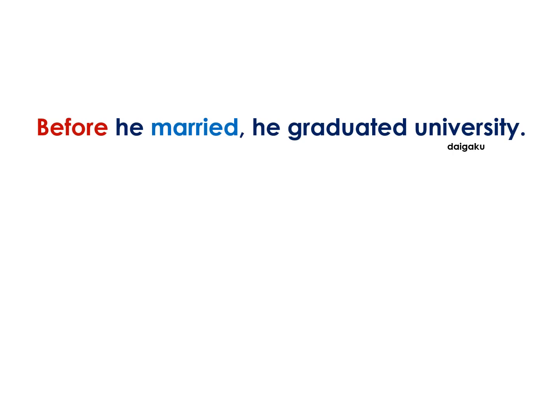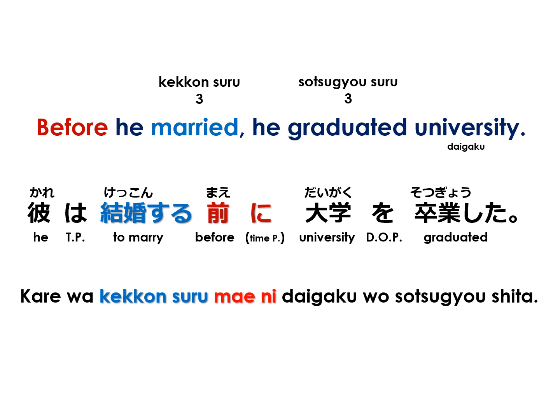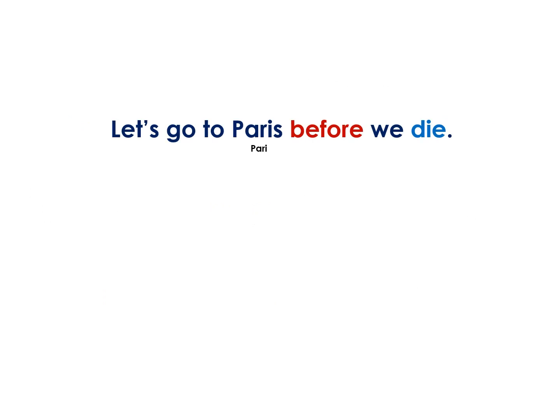Before he married, he graduated university. To marry is kekkon suru, which is a category 3 verb. To graduate is sotsugyou suru, which is also category 3. Let's use the plain form this time. The whole sentence in Japanese is 彼は結婚する前に大学を卒業した。Let's go to Paris before we die.